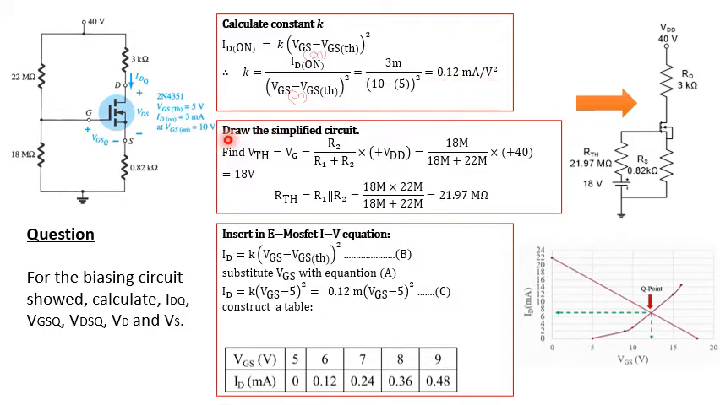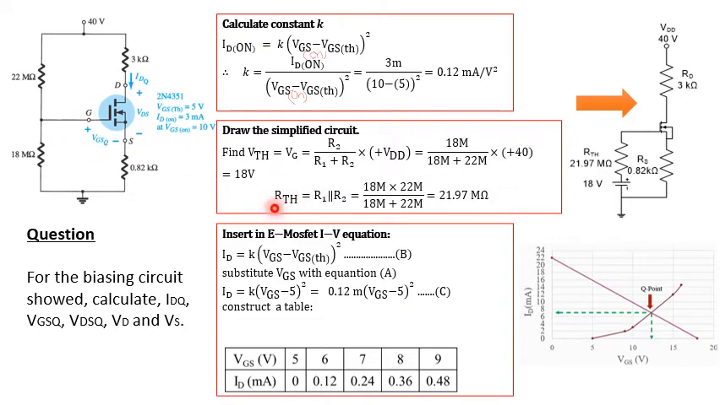Next, you have to draw the simplified circuit, meaning that you change the parallel R1 and R2 to be the Thevenin resistor. As you can see here, to calculate the Thevenin voltage, which is equivalent to the VG, it is R2 times the VDD, the source voltage, divided by R1 plus R2. Do the calculation and then you can get the value.